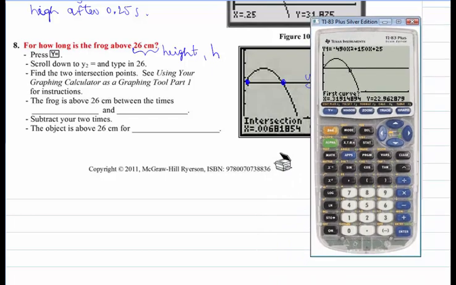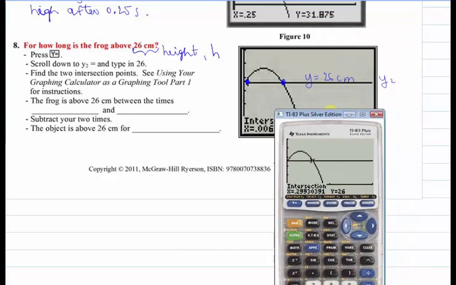Okay, notice it says first curve, press enter, second curve, press enter, guess, press enter, and so your first point has the coordinates of 0.3 and 26, okay? Which you would expect the y to be 26 because that's what the y coordinate is for this line. As a matter of fact, the equation for this line is y equals 26. Okay, now we're going to do this again.